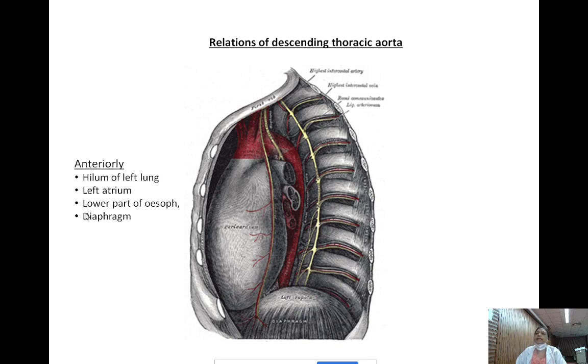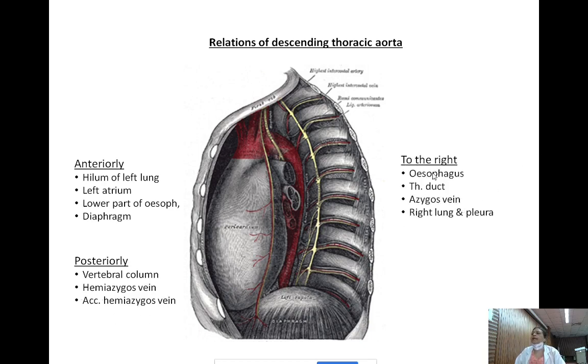So anteriorly it is related to the hilum of the left lung, the left atrium, the lower part of the esophagus here and the diaphragm. Posteriorly, it is related to the vertebral column, and also on the left side there will be the hemiazygous vein and the accessory hemiazygous vein. So vertebral column, the hemiazygous vein and the accessory hemiazygous vein.